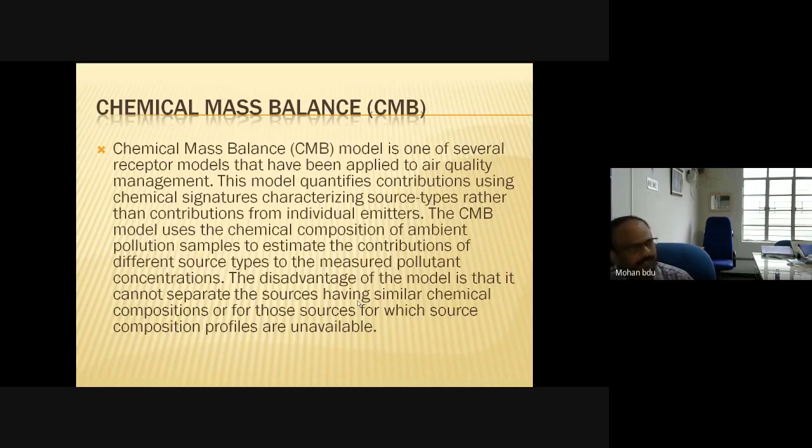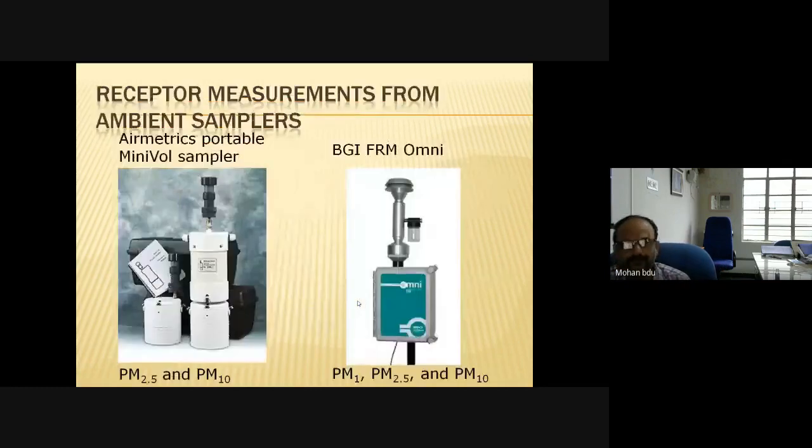For example, if you find sulfur dioxide in a location as 80 microgram per meter cube, based on the model we can identify that this particular mass is from the kind of emitting source, probably a coal-fired power plant or something like that.